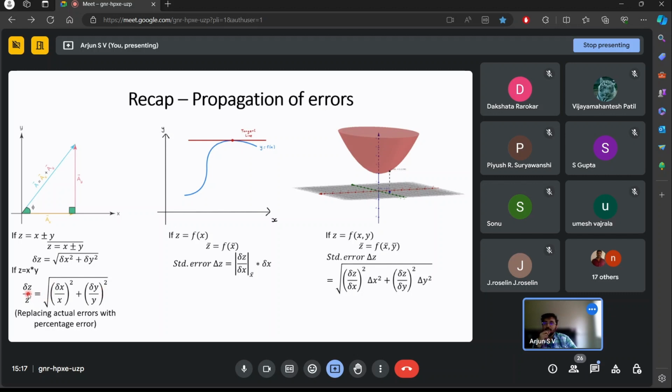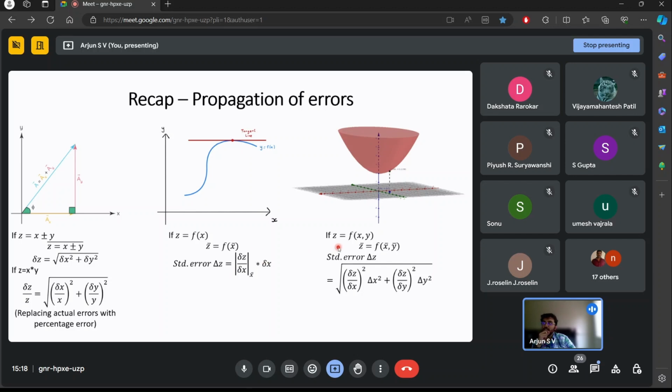Following that, we also saw how to propagate errors in a function where z is a function of only one variable x. In that case, z bar, the mean of z, will be the same function evaluated at the mean, x bar, and the standard error will be the standard error of x multiplied by the derivative of that function at the mean point.